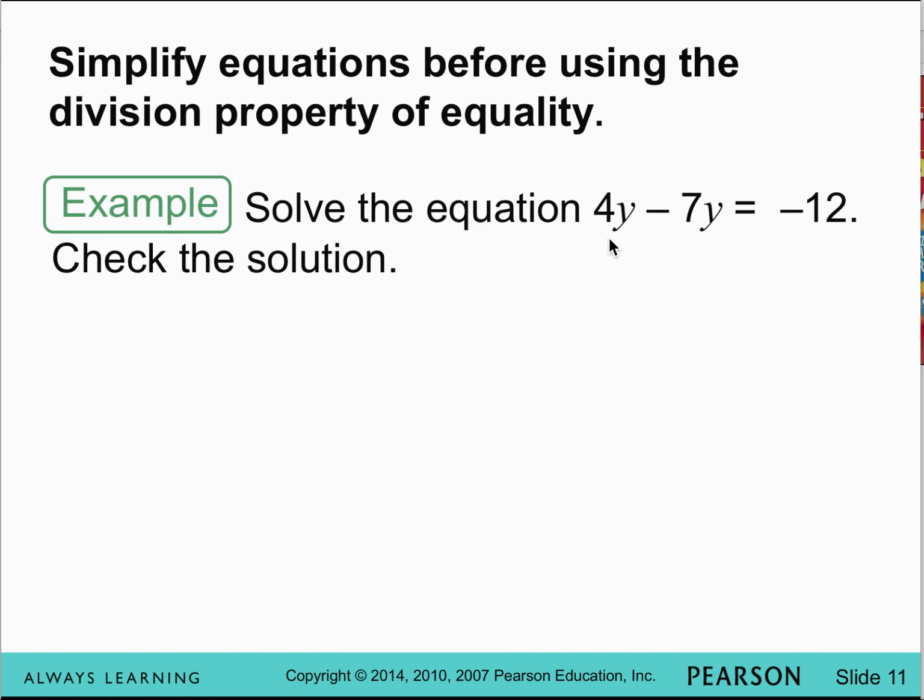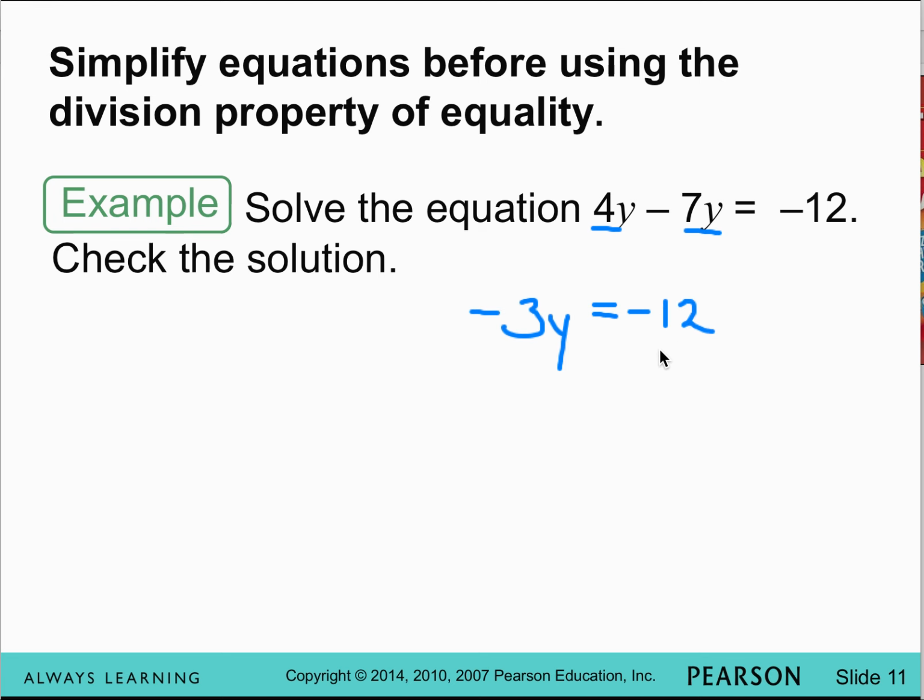So, same thing here. I need all of my variables on the same side, and they're already over there, but they're not simplified. I need to combine them so that I just have one variable. So signs are different. It means minus. 7 minus 4 is 3. Keep the sign in front of the biggest one.